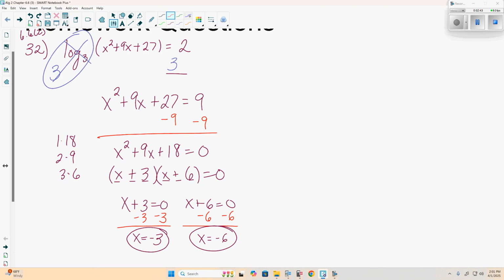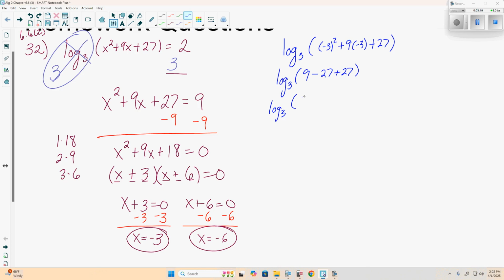Now we can plug it back in and make sure that both of these work. Because log base 3, we'd have negative 3 squared plus 9 times negative 3 plus 27. Well, negative 3 squared is 9. 9 times negative 3 would be negative 27 plus 27. We could do 9 minus 27 first, or preferably I would do negative 27 plus 27, which is 0, just giving us log base 3 of 9, which is 2.